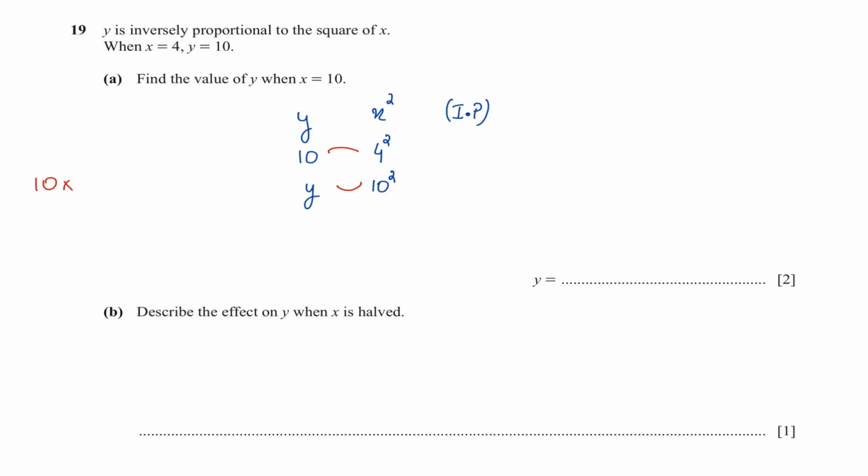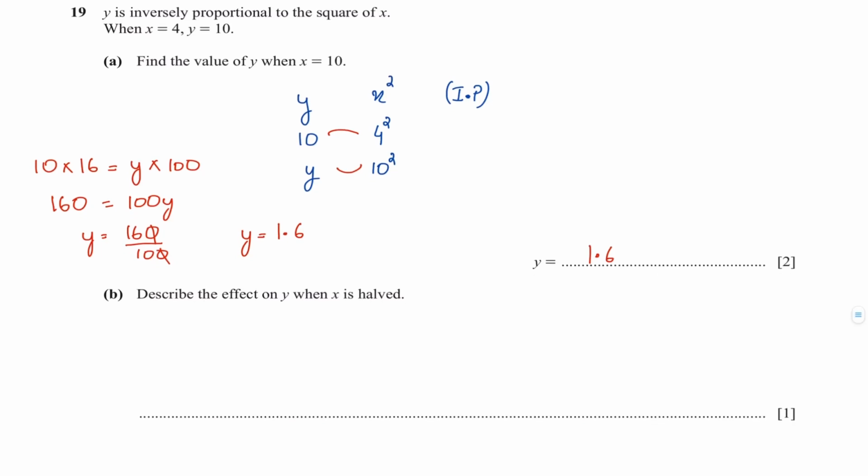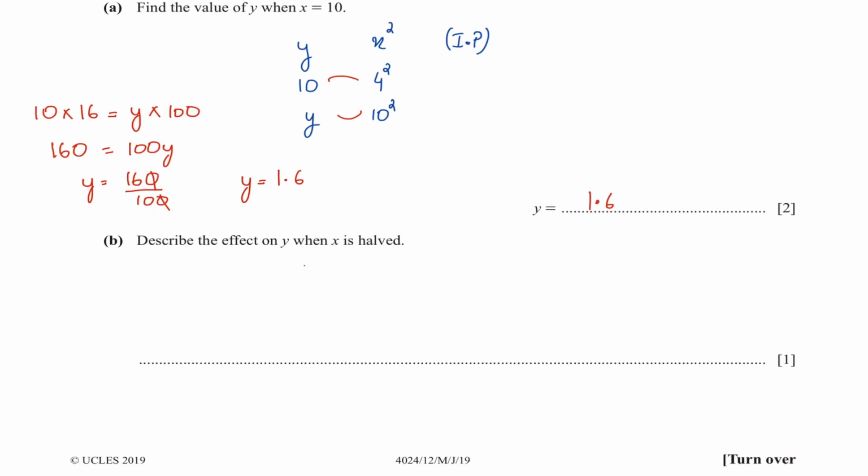Now since they are inversely proportional, that means I'm going to multiply this head to head. So 10 times 4 square is going to be 16 is equals to y times 10 square, which is going to be 100. So this is going to give me 160 is equals to 100y. Y is simply equal to 160 upon 100. The two zeros get cancelled out, so y is equals to 1.6. We can see that when x has increased, y has decreased, and that shows that they are in fact inversely proportional.